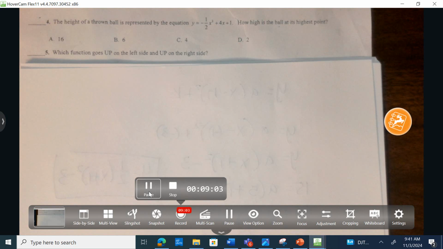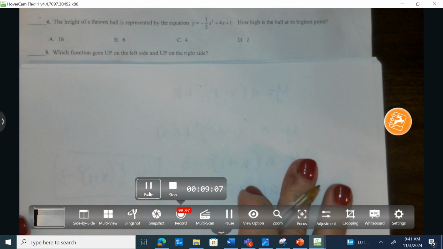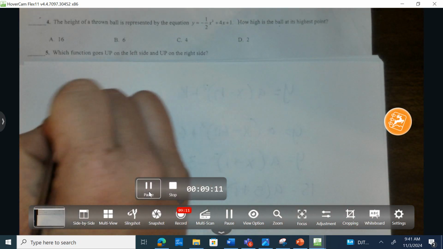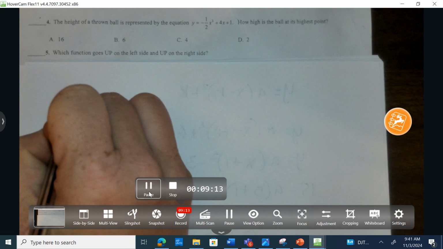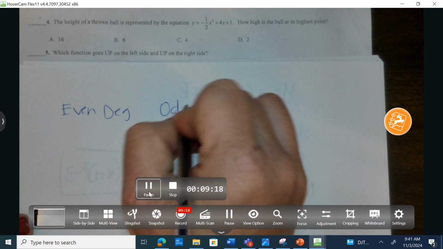Which function goes up on the left and down on the right? So this is something you have to have memorized, so practice doing this. Take time to practice. I'm going to go ahead, and you can choose to do this however you want. So even degree and odd degree.